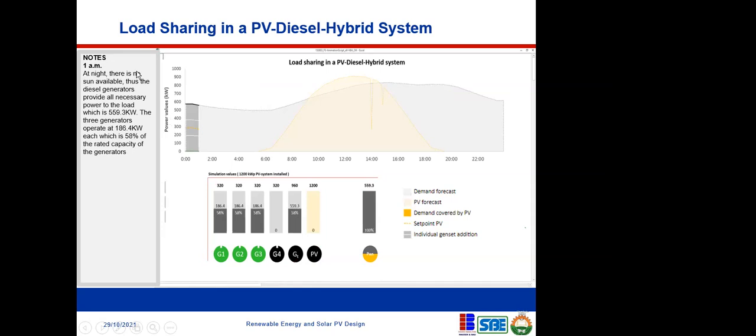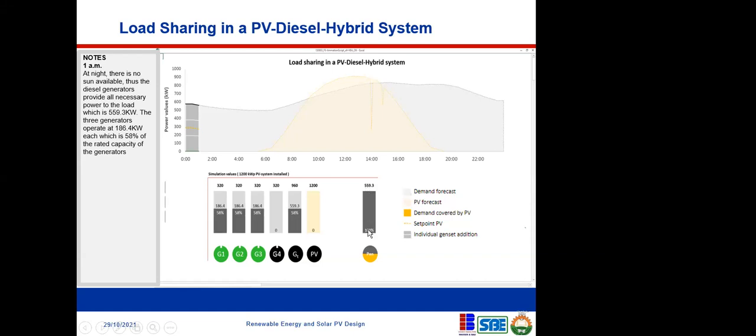So now let us start. Now look here. This is 1 a.m. We are at 1 a.m. That's at night. There is no sun available. Thus, the diesel generator provides all necessary power to the load, which is 559.3 kilowatts. That is it here. This is the total power.